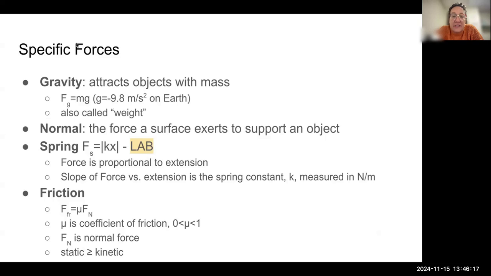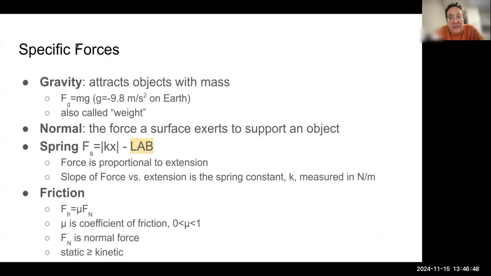Spring forces, we did a lab on this one and found that how much the spring is pulling with is proportional to how far it is pulled. So the force of the spring is kx, where k is a spring constant measured in newtons per meter. And we graphed this. If you're in my class, I'm going to give you a hint. You're going to see that graph on this test. And that k is really the slope of the force extension graph.